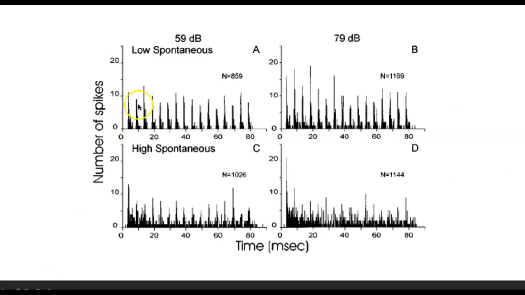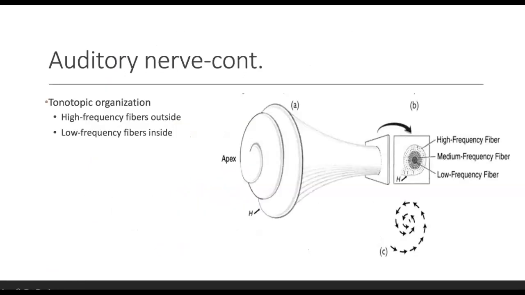And here you can see some nerve firings over time, with the number of spikes represented on the Y axis and then the activity on the X.